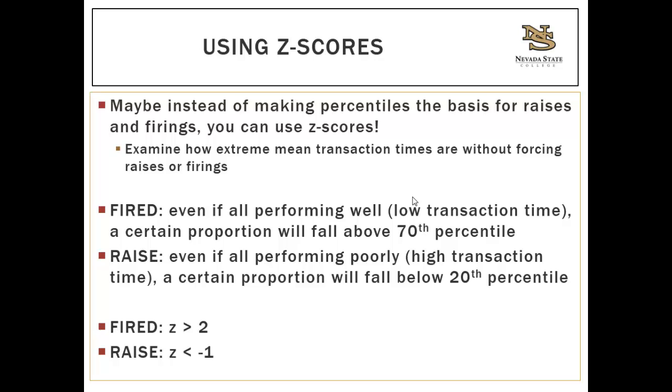Then if you think about the more happy side of this, getting a raise, even if everybody is performing poorly, everybody has really long transaction times, there's going to be a certain proportion that fall in the 20th percentile or below. 20% of your population of employees is going to get a raise, even if they are all not doing very well. So that can be really problematic. So a better way to make this decision would be to use z-scores.